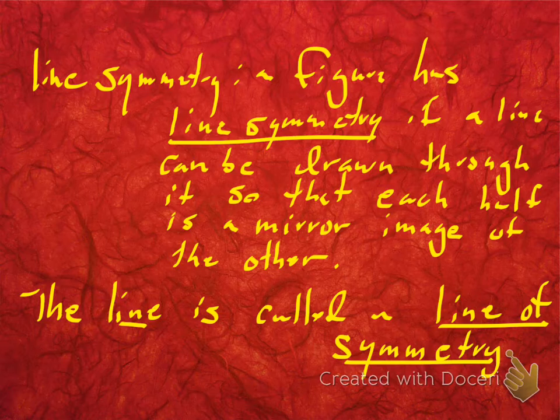So let's go ahead and start with the definition. A figure has line symmetry if a line can be drawn through it so that each half of the figure on either side of the line will be a mirror image of the other. The line that does this is called a line of symmetry. All right, let's take a quick example.